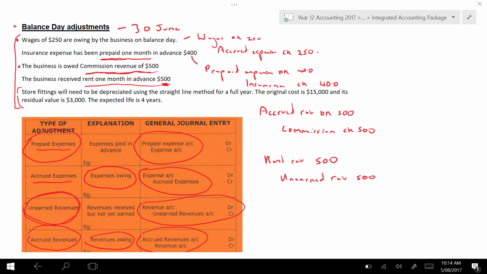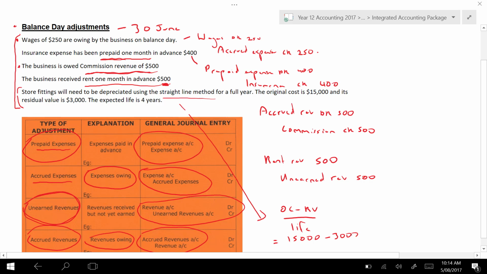This final one, store fittings will need to be depreciated using the straight line method for a full year. The original cost is $15,000 and its residual value is $3,000. Expected life is 4 years. Okay, we need to claim depreciation for the year. To figure that out, we're using the straight line method, which is original cost minus residual value all over the useful life. That equals $15,000 minus $3,000, all divided by 4 years. That's going to equal 12,000 divided by 4, which equals 3,000. Our depreciation is 3,000 per year.